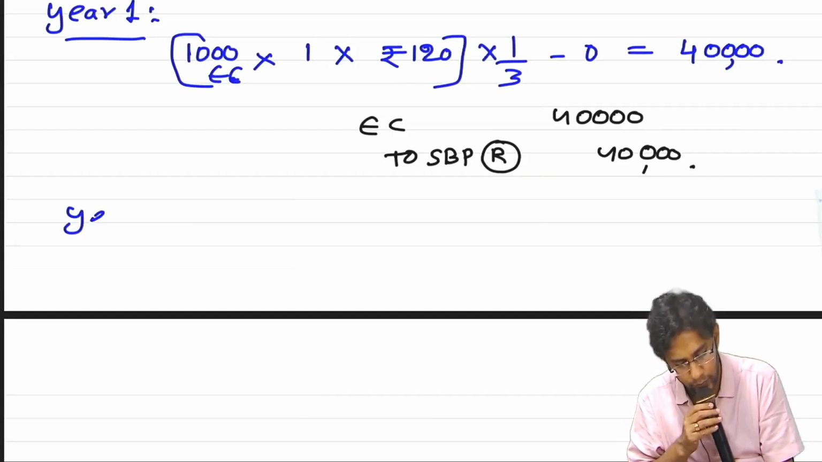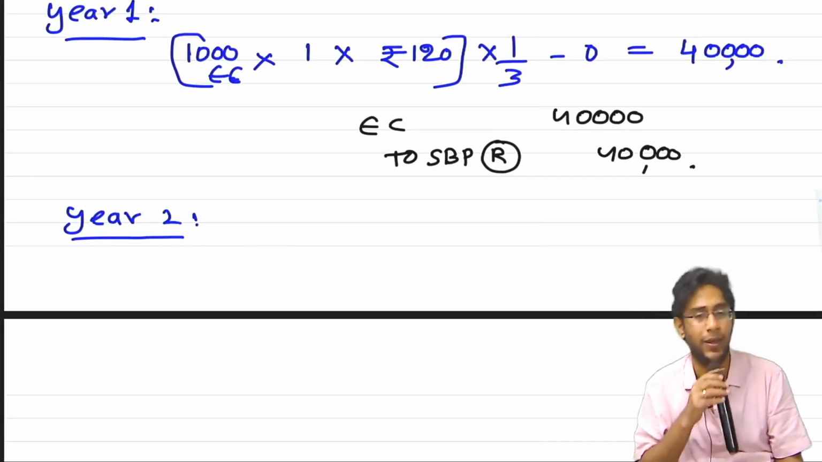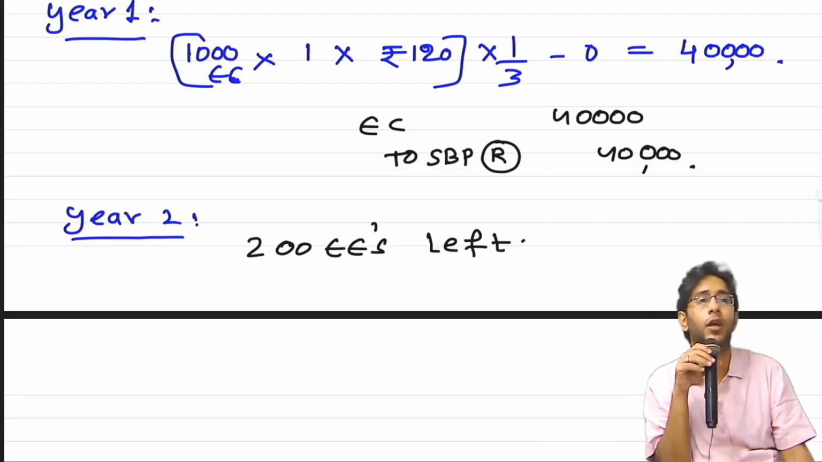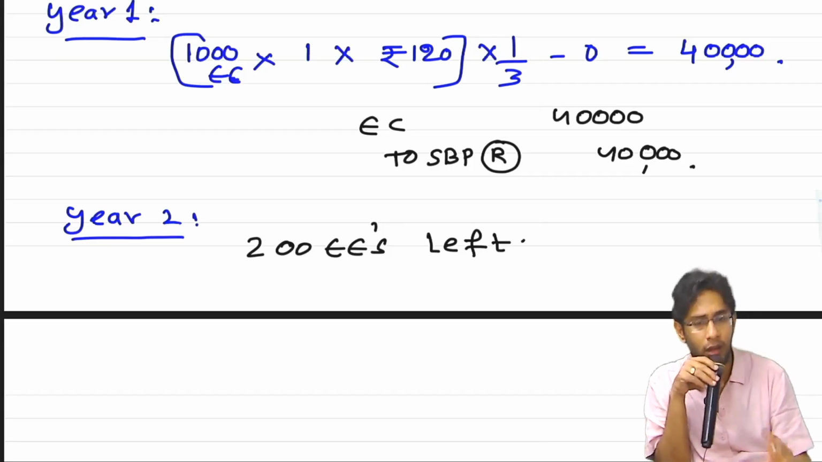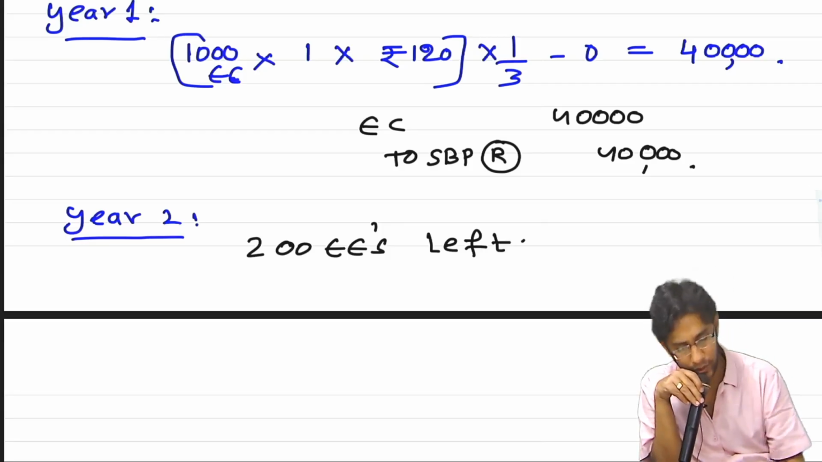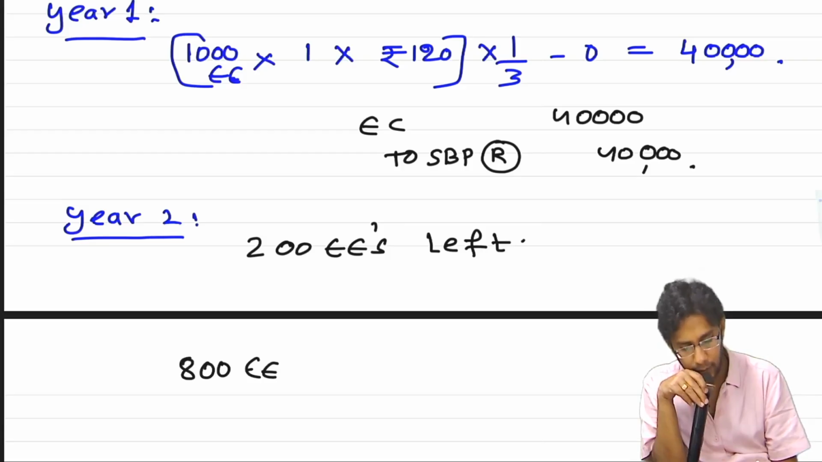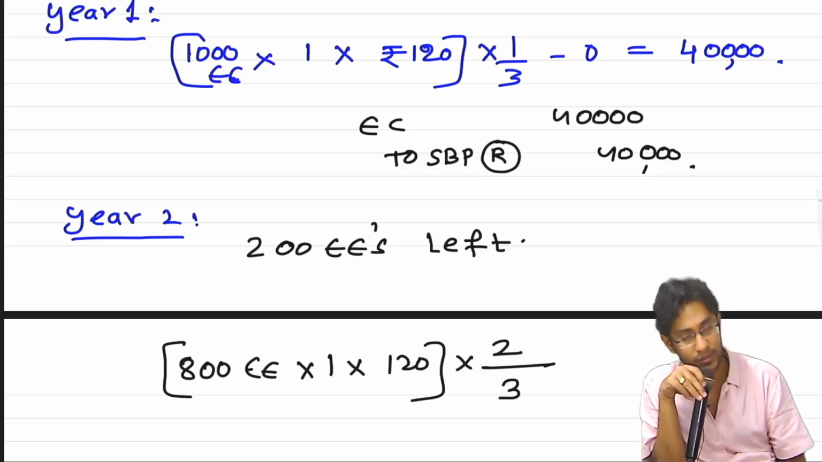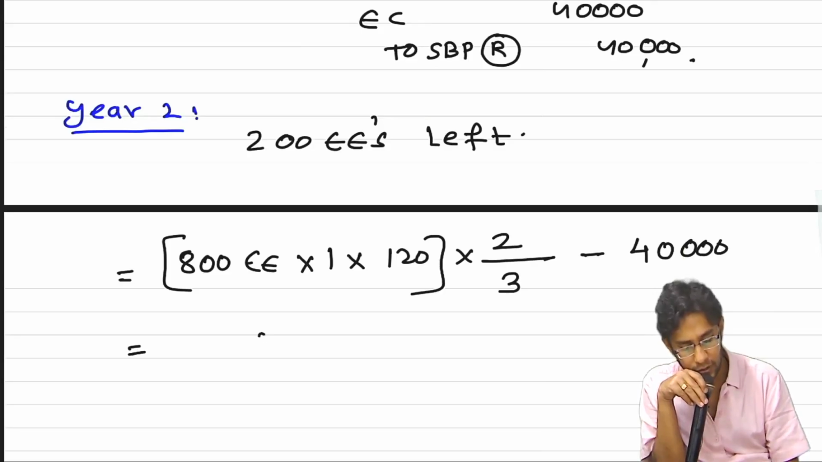Year 2. When I am in year 2, I am making a small change. 200 employees ran away. So I don't have 1000 employees anymore, I am having only 800 employees. So in the second year, 800 employees into 1 into 120, vesting period finished till date is 2, overall vesting period is 3 years, minus already booked in the previous year 40,000. So the answer should be 24,000. Like this, 64,000 minus 40,000.